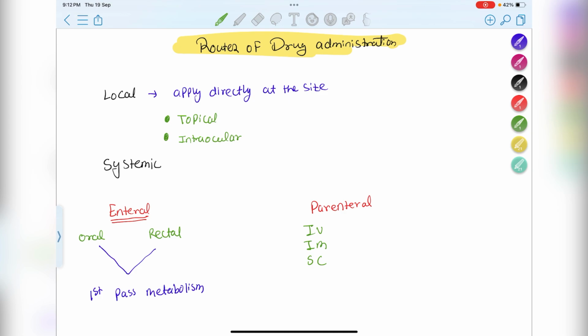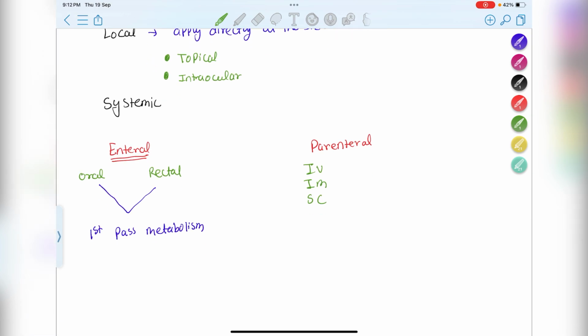After that, non-injectable parenteral routes. We have seen the injectable ones, right? Those were all injectable. Now in parenteral we have some other routes which are non-injectable. We will see that. First is sublingual, that is below your tongue.